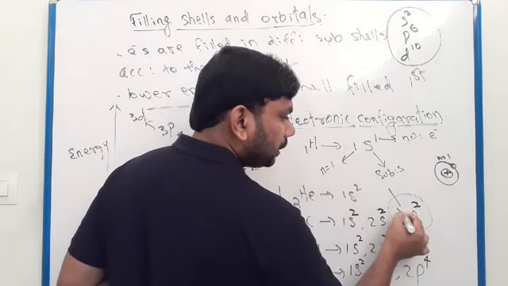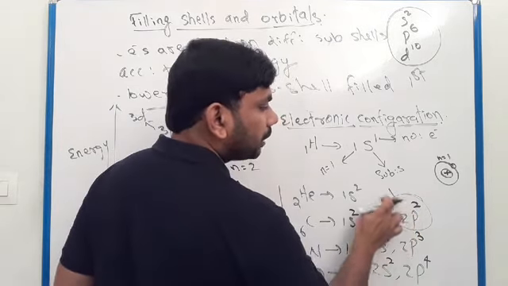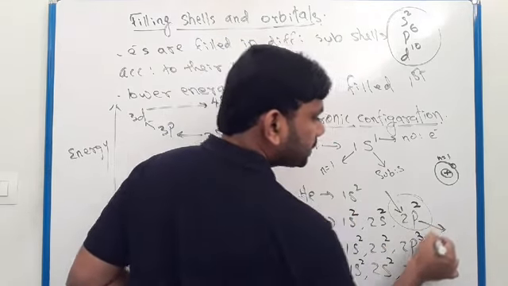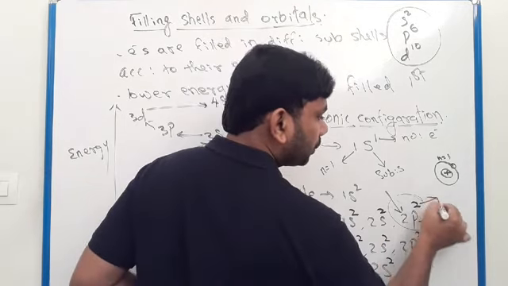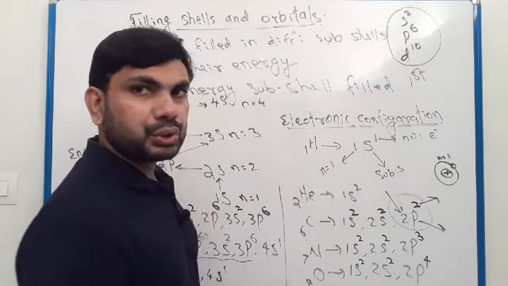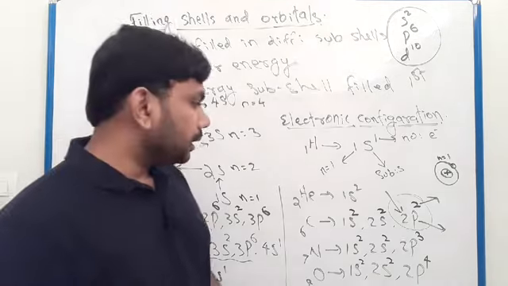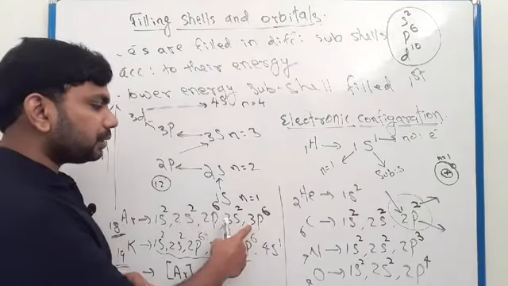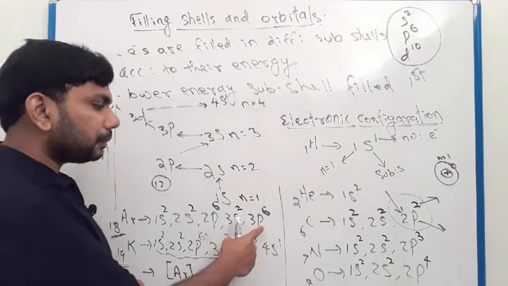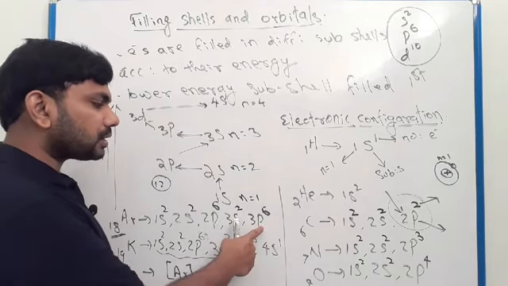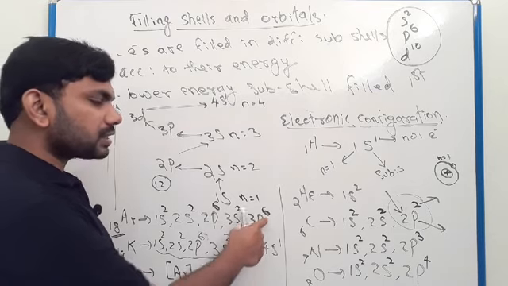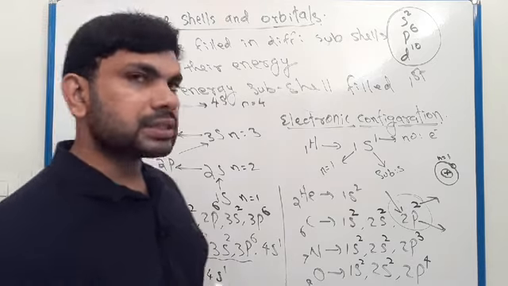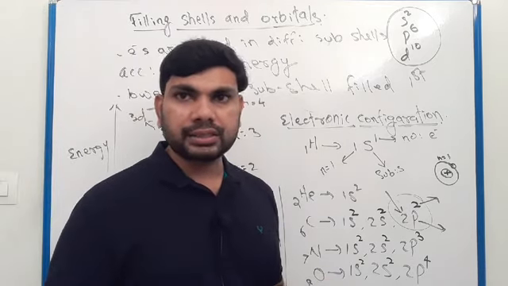2p2 means principal quantum shell 2, subshell p, and number of electrons 2. Similarly, 3p6 means principal quantum number 3, subshell p, number of electrons 6. Okay, you can find the principal quantum number, subshell, and number of electrons like this.